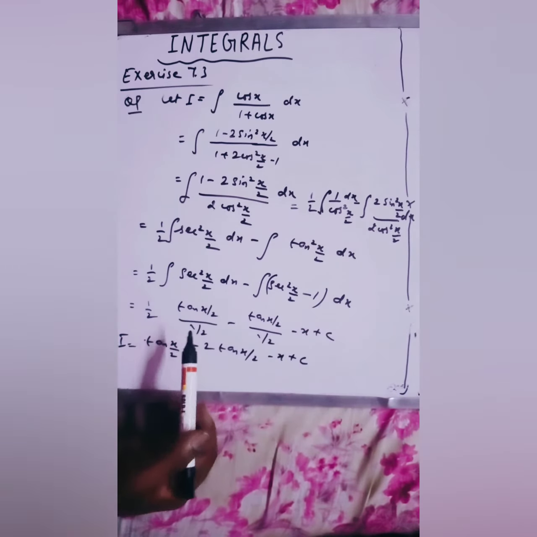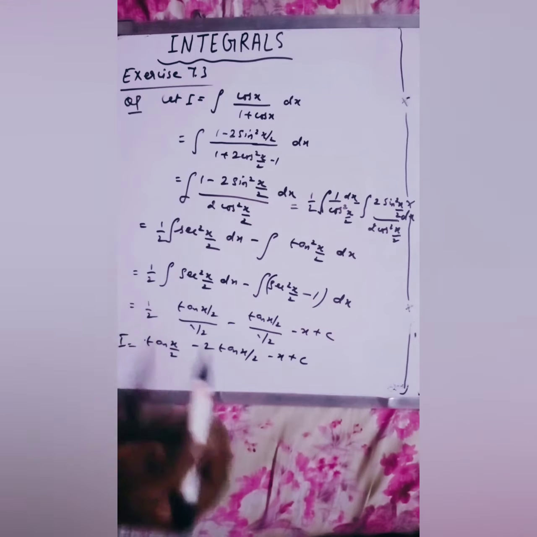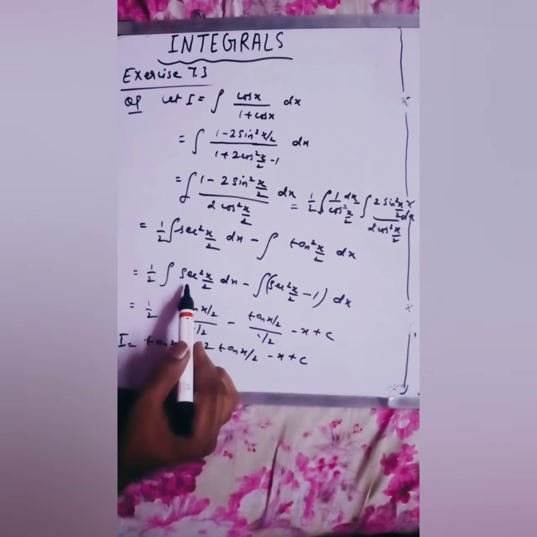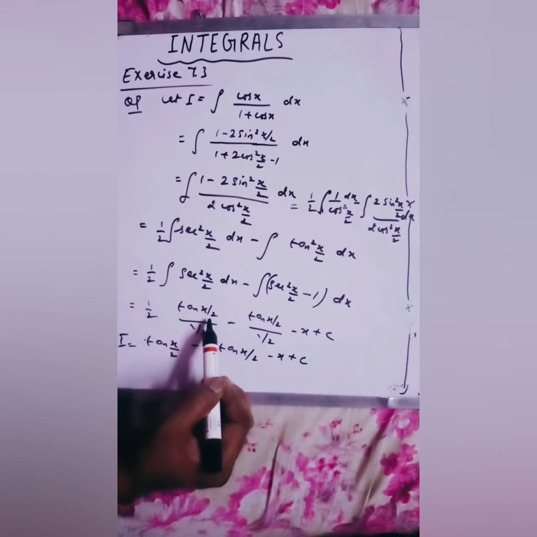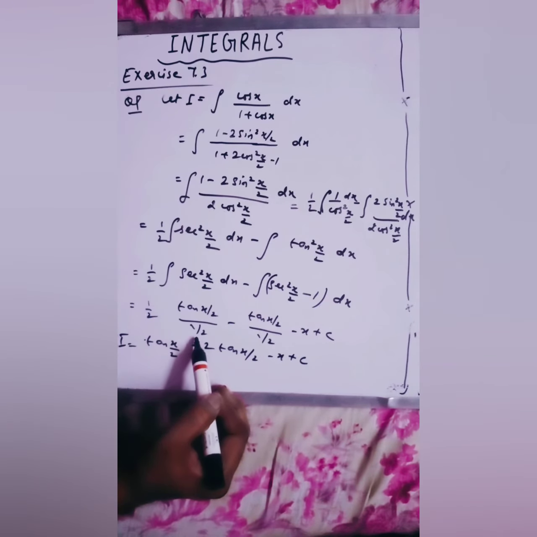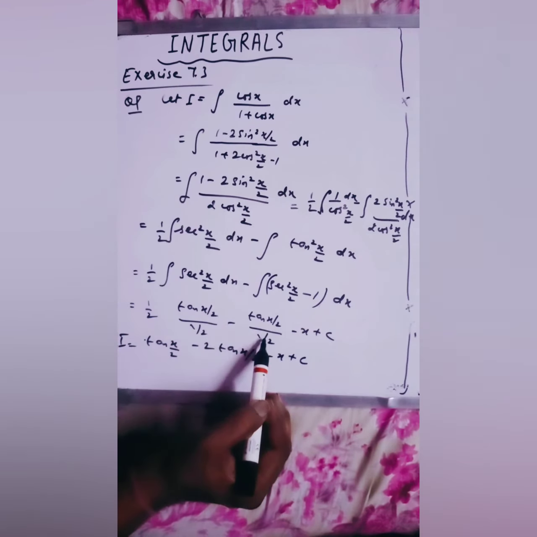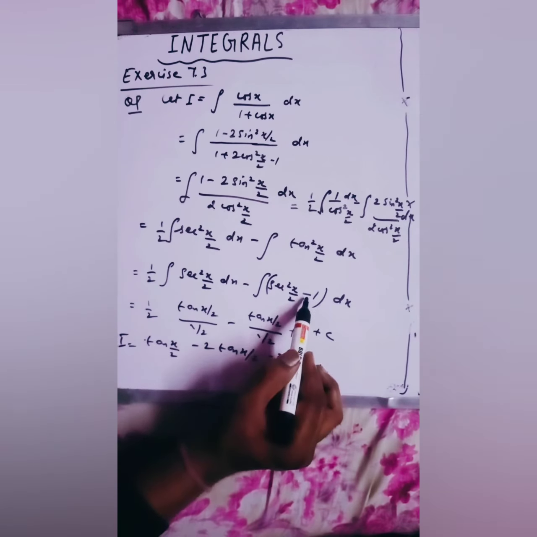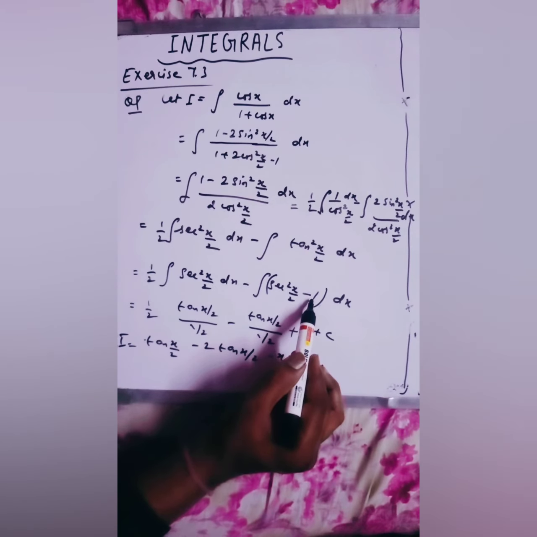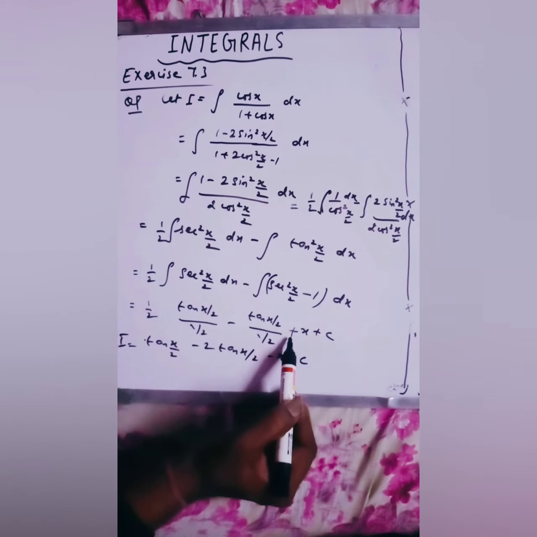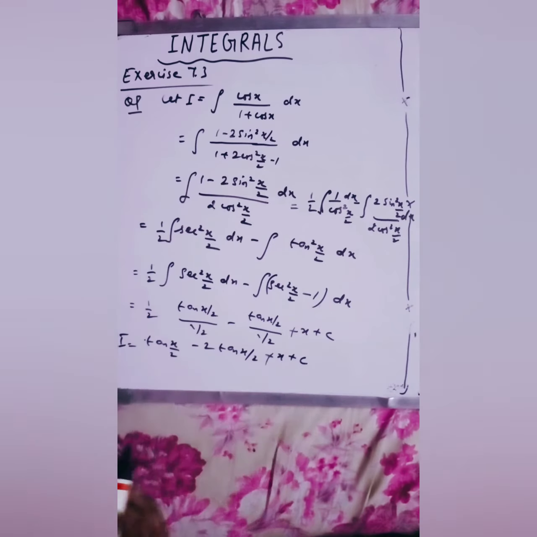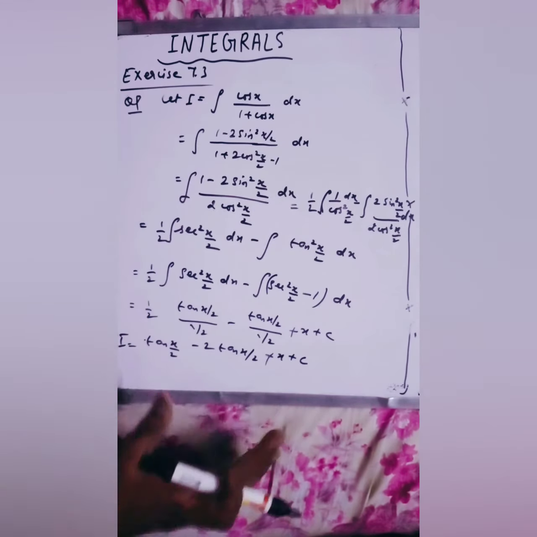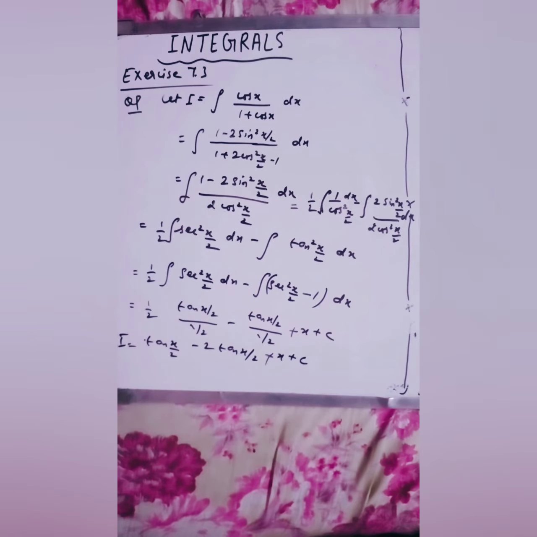Now you just have to integrate all. This half will remain the same, and the integral of sec square x by 2 will be tan x by 2, and then you have to divide by the derivative of the angle. Keep the minus sign, and similarly you have to do the same here. It would be plus x, because the integral of 1 is x, and when you open the bracket it would be plus x plus c. So this is your final answer of question number 9. Got it?